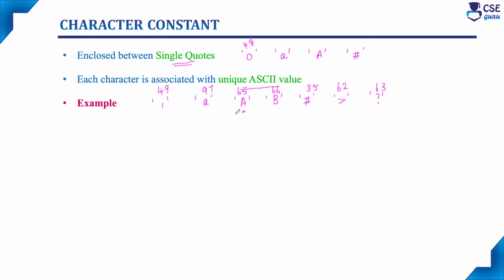So when you enter a character constant in a program, it will consider its ASCII value. The single character enclosed within single quotes is the character constant, and the computer will recognize its character and consider its corresponding ASCII value.